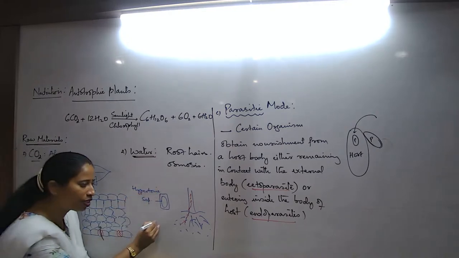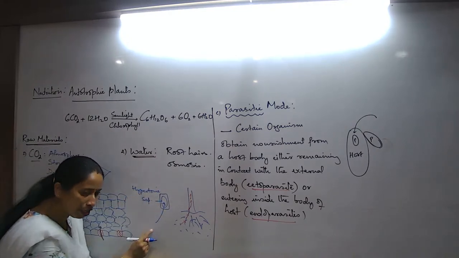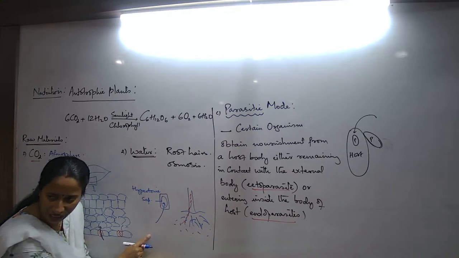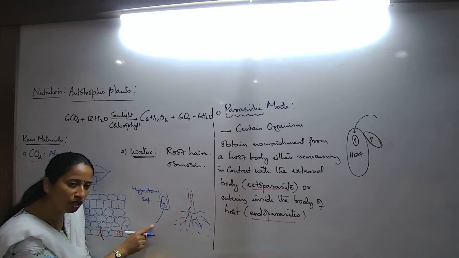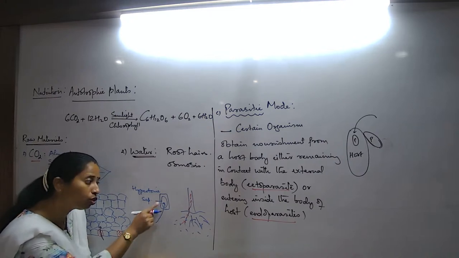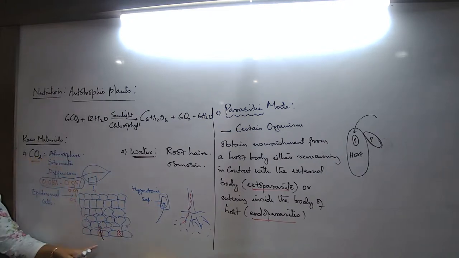So the water will always move from a region of high concentration. Yahan pe water zyada hai. Yahan pe water kam hai. So the water will always move from a region of high to low. Yahan pe bhi the movement is high to low, but osmosis never deals with gases or solutes. But the moment I talk about diffusion, it can be any of the three.